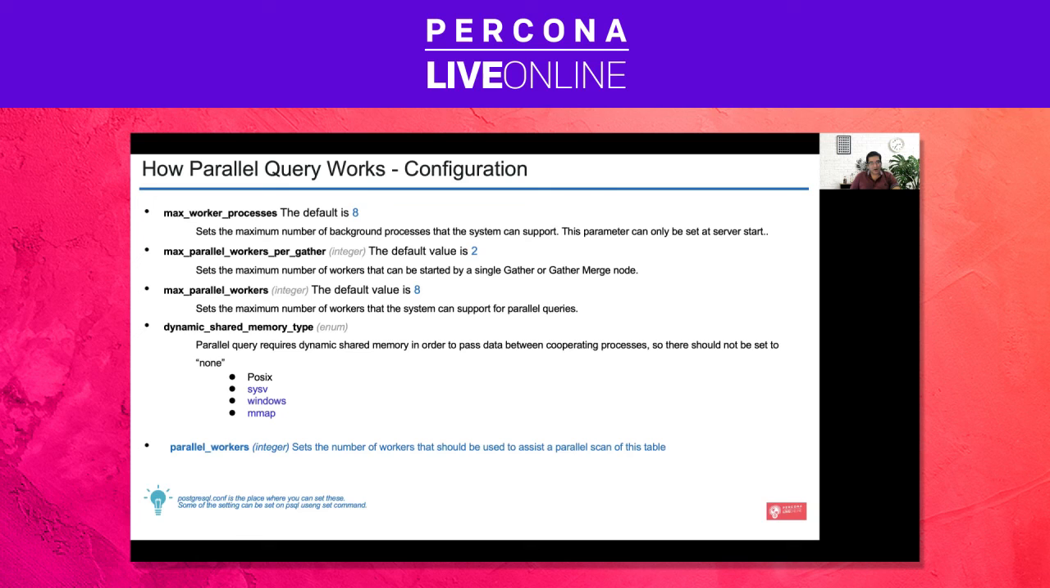So max worker process, the default is 8. These values also need to be changed in the postgresql.conf file. It sets the maximum number of background processes that the system can support. So it is the hard limit that you are setting on the maximum number of background processes. When a query is running with different worker processes, you are limiting that to 8, because the default is 8, and you can change that value.